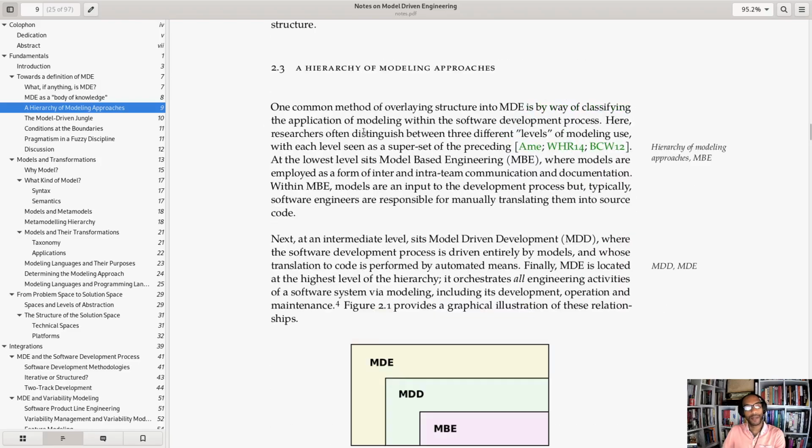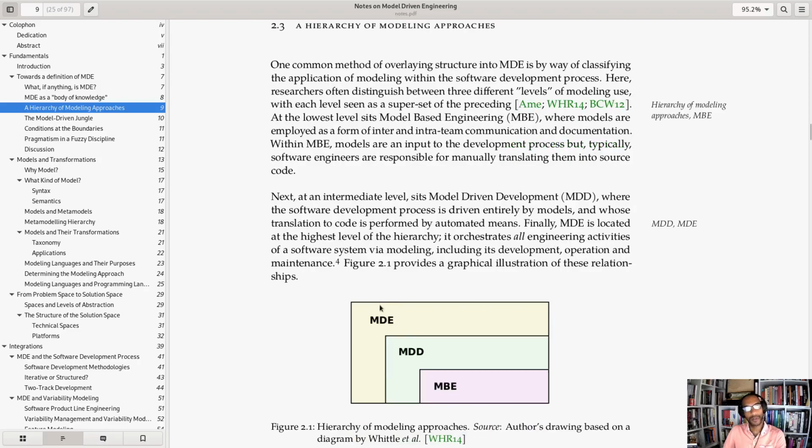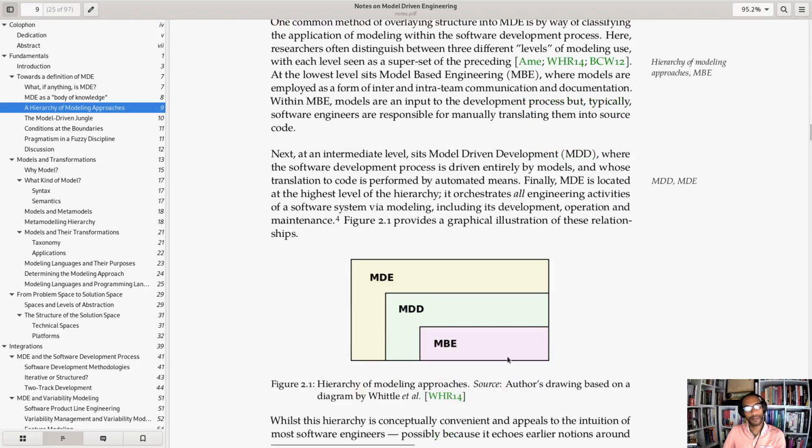So like I said before, we try in model-driven engineering to create these hierarchies of things. It's all to do with abstraction. It's very easy to build abstractions on top of each other, so it is a good way to organize knowledge for the brain in terms of hierarchies. So one hierarchy that is commonly used in model-driven engineering is to say the body of knowledge is subdivided into three kinds of concepts. At the top we have model-driven engineering, then following that we have model-driven development, and at the bottom we've got model-based engineering.